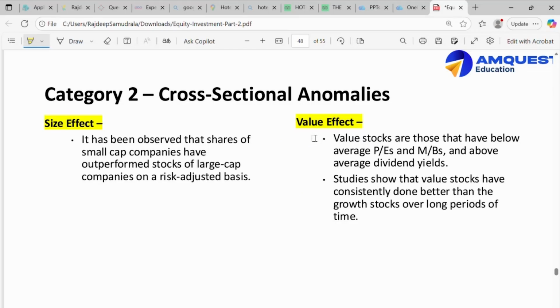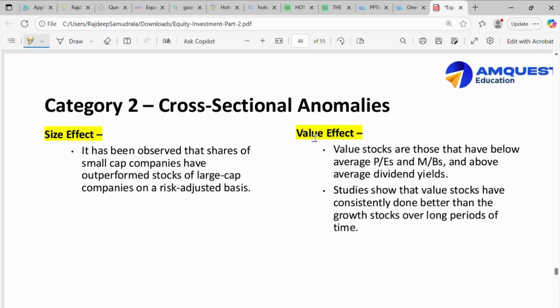Now, the value effect is a little similar to that. Value shares are those that have a smaller price to earnings, so basically they're quite undervalued shares. They have a small price to earnings or a small price to book value. So the prices are generally undervalued, and they are called value buys, because they can be bought for a certain value. So the size effect is where the shares are of a small size company, and the value effect is where you're buying shares based on the value that the fundamentals are giving you.